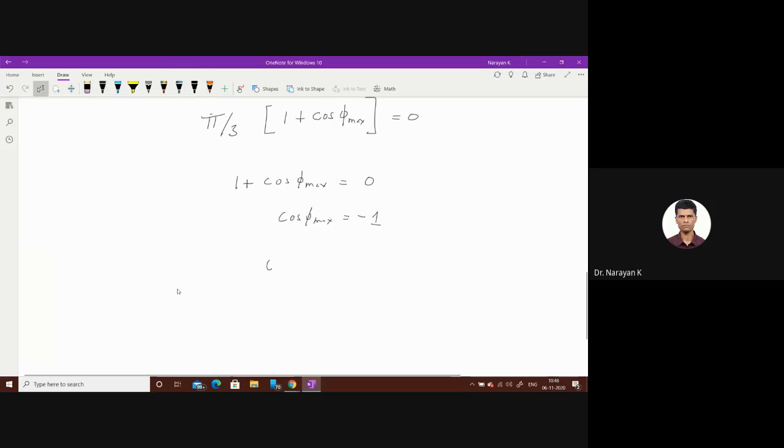Your phi max will be equal to cos inverse of minus 1. What will be phi max then? 180 degrees. Exactly, it will be 180 degrees. So you write this as unidirectional pattern. 180 degrees will be your phi max.